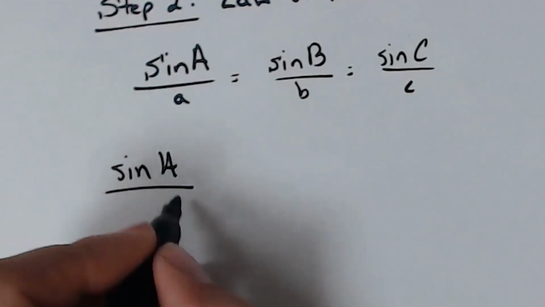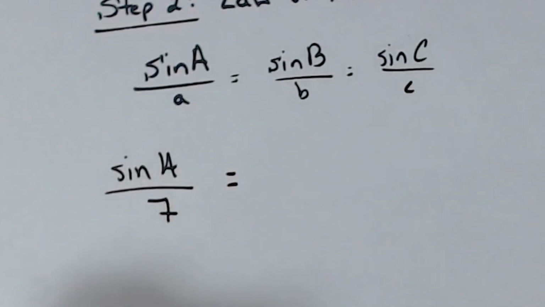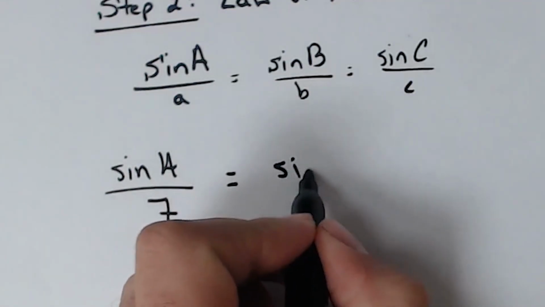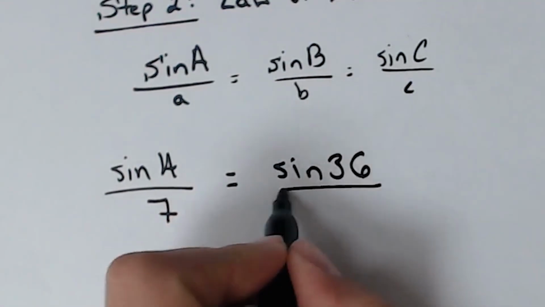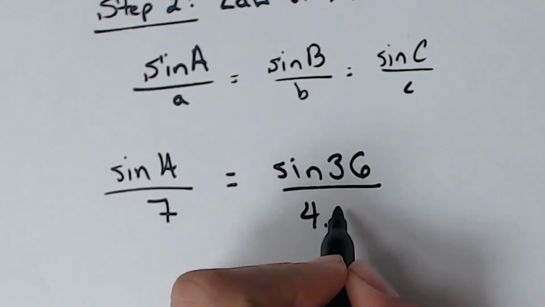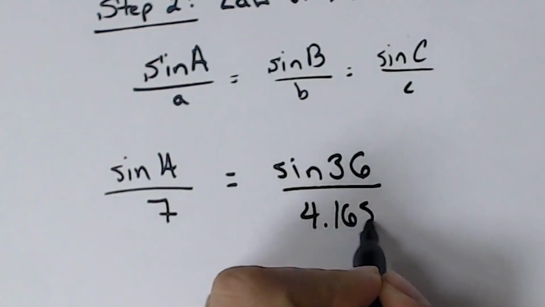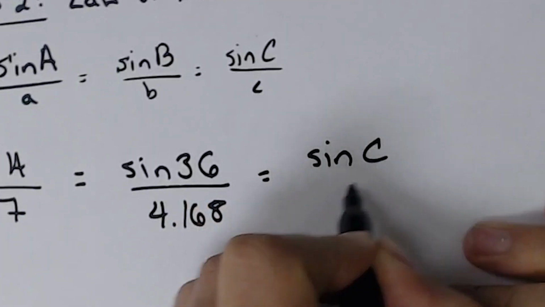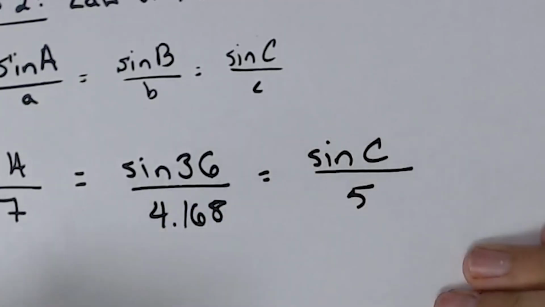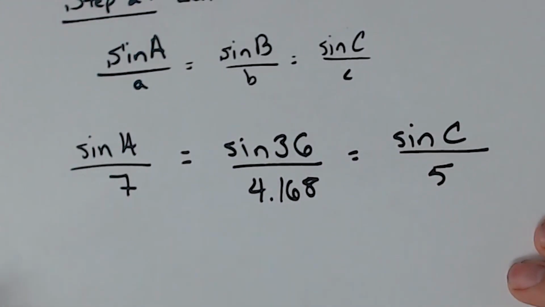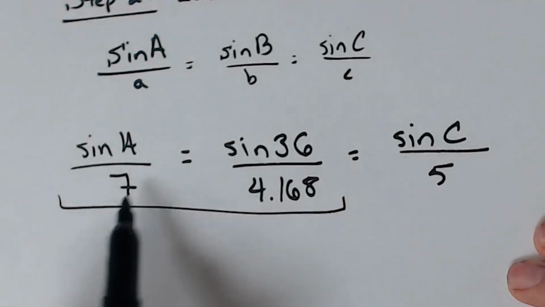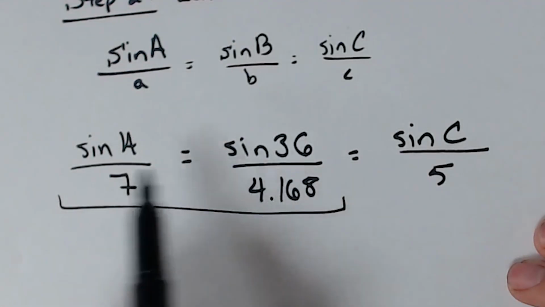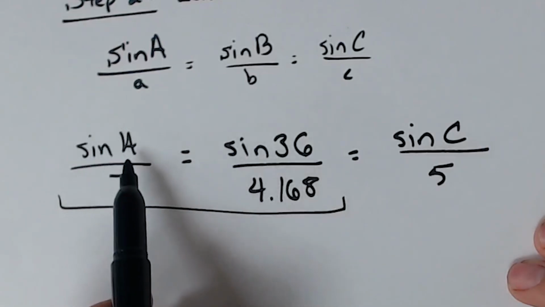I don't know angle A, but I know side length A. I know angle B is 36, and I know side length B. I just found that one out using law of cosines. And I don't know angle C, but I know the side length associated is 5. Now we're going to solve for angle A, and this is my completed ratio, so I'm going to use these two to solve for angle A.